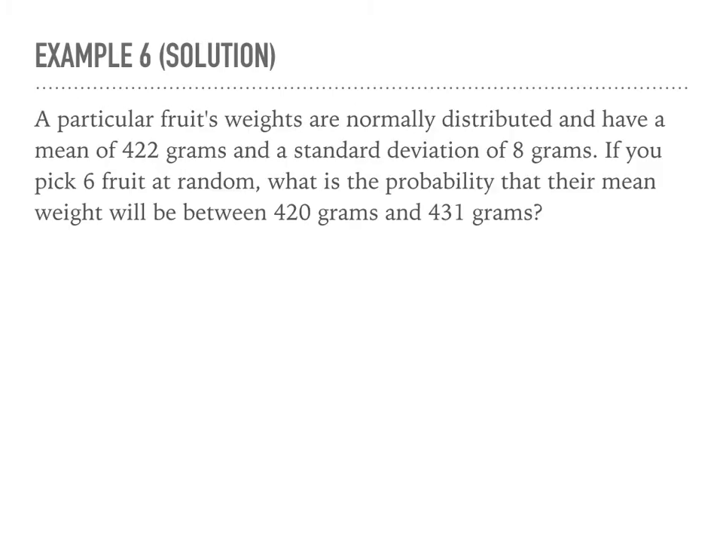In example 6, a particular fruit's weights are normally distributed and have a mean of 422 grams and a standard deviation of 8 grams. If you pick 6 fruit at random, what is the probability that their mean weight will be between 420 grams and 431 grams?